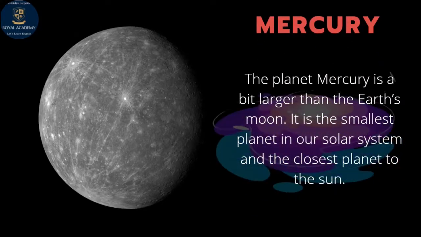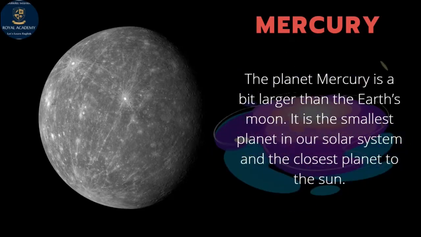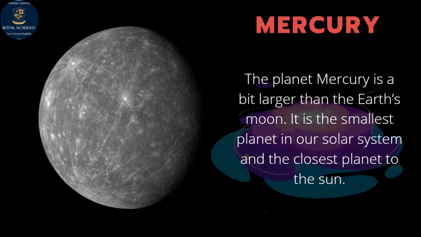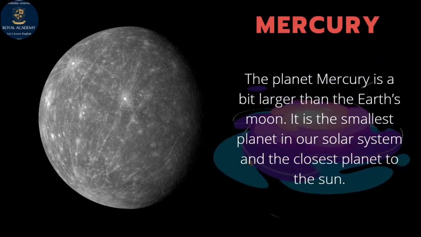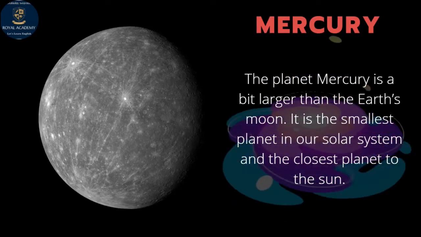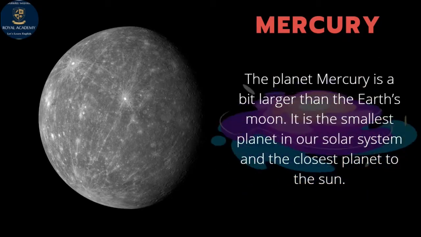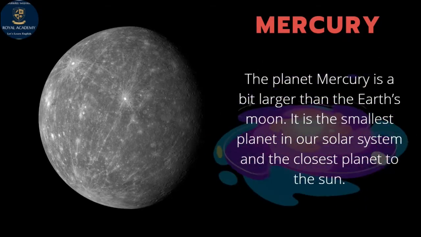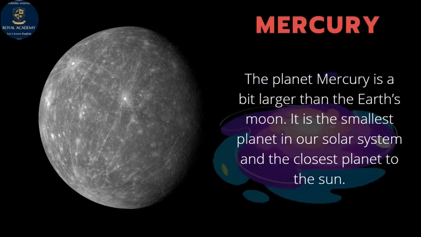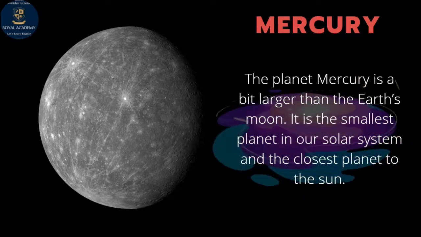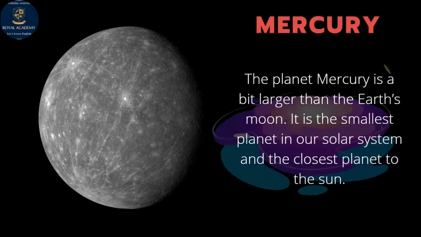The next one. We have Mercury. The planet Mercury is a bit larger than the Earth's moon, and is the smallest planet in our solar system, and the closest planet to the Sun. El planeta Mercurio es un poquito más grande que la luna de la Tierra, y es el planeta más pequeño de nuestro sistema solar, y el más cercano al Sol. Como habíamos hablado hace un momento, the first planet, el primer planeta.